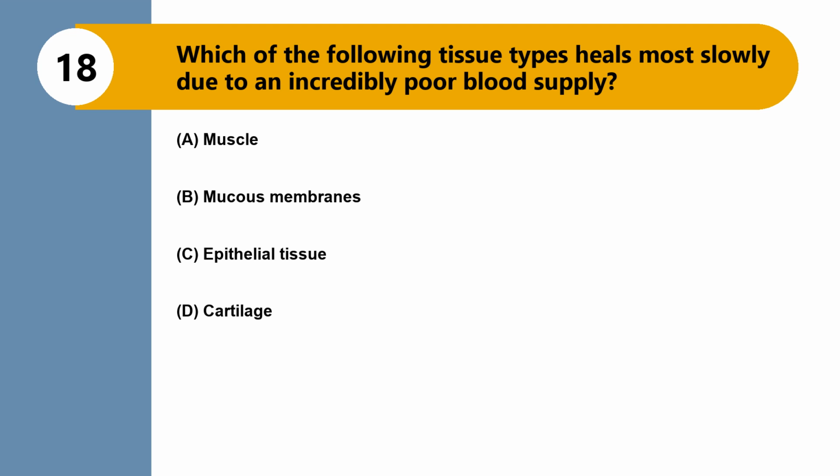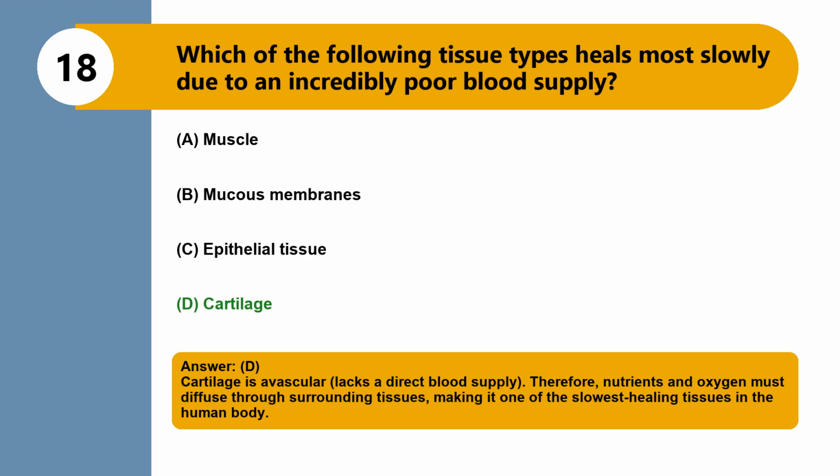Question 18. Which of the following tissue types heals most slowly due to an incredibly poor blood supply? Option A. Muscle. Option B. Mucous membranes. Option C. Epithelial tissue. Option D. Cartilage. The correct answer is option D, cartilage. Cartilage is avascular, lacks a direct blood supply. Therefore, nutrients and oxygen must diffuse through surrounding tissues, making it one of the slowest healing tissues in the human body.